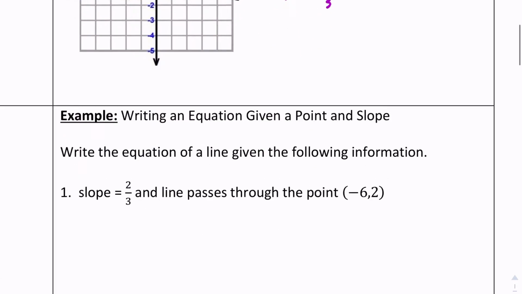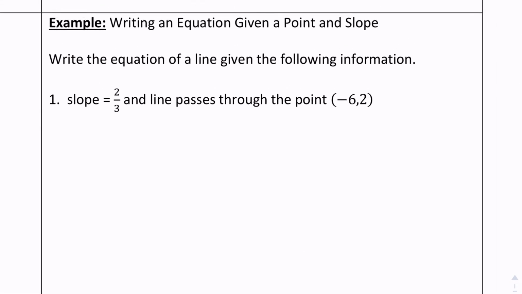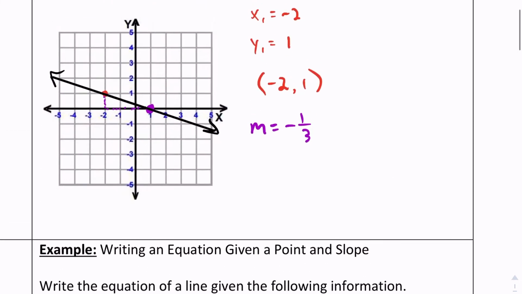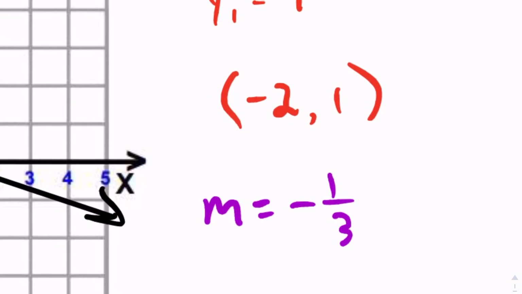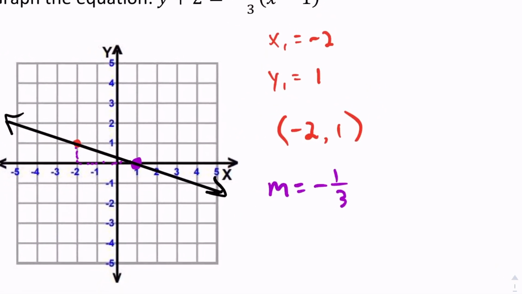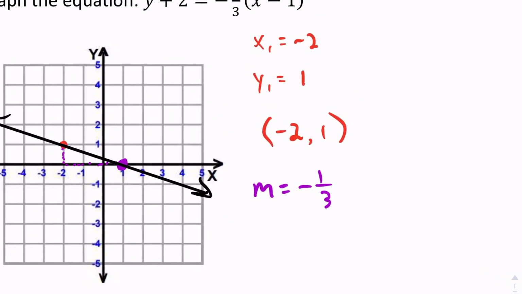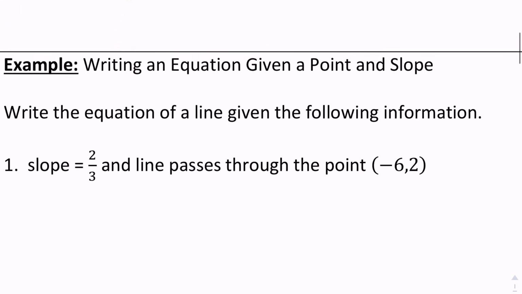The next thing is going to be writing an equation when you're given a point and a slope. As you can see, we kind of alluded to that right here. To graph it, we had to find the point, we had to find the slope. So basically, we're going to go backwards to write the equation.